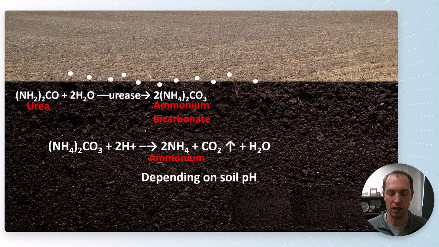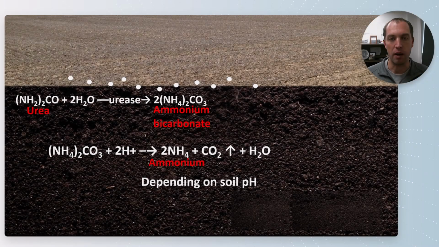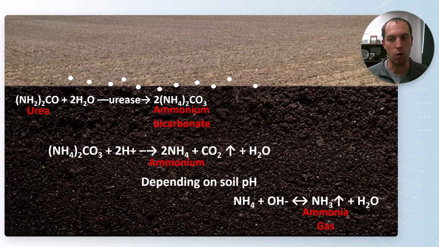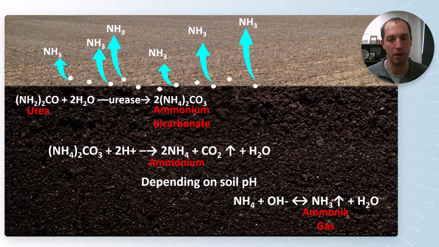Now this part depends on the pH of most soils. It's going to happen at different rates. That ammonium is going to interact with hydroxyl groups, or OH groups, and it's going to form ammonia gas and water. Now, if that fertilizer is still on the soil surface, that ammonia gas could then be volatilized and lost, and that's not what we want to have happen.